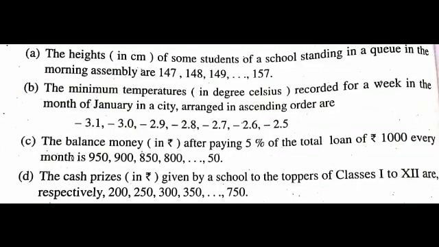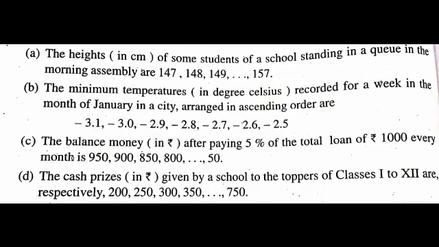Now I would request you to see these examples again. Note that in examples A to D here, there are only a finite number of terms. Such an arithmetic progression is called a finite arithmetic progression. Also note that each of these arithmetic progressions has a last term.